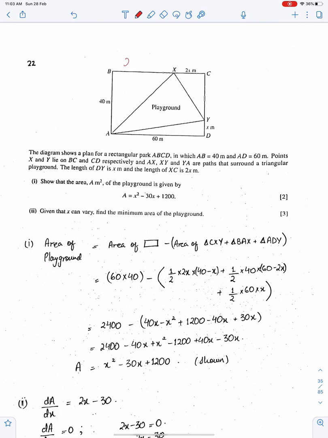This will become 2x minus, 60 minus 2x, because the total length is 60. This will become 40 minus x. And all the triangles are right-angled because it's a rectangle. Get the areas of all three triangles and subtract them from the area of the rectangle to prove this. This is the answer.